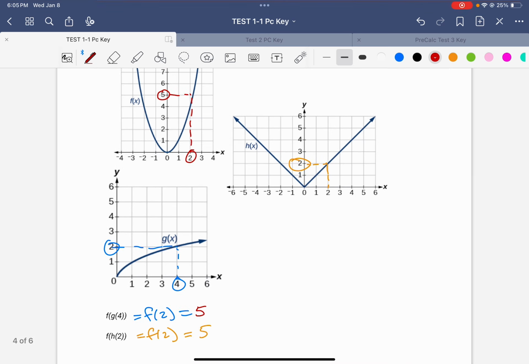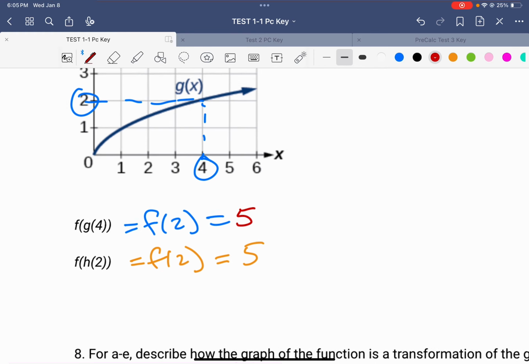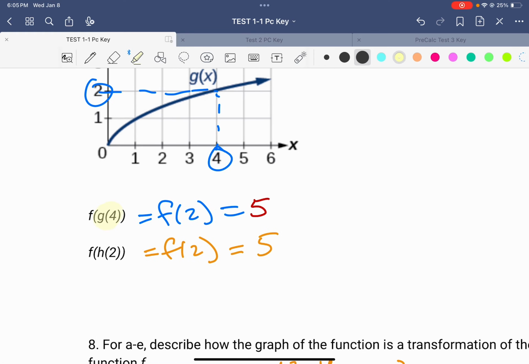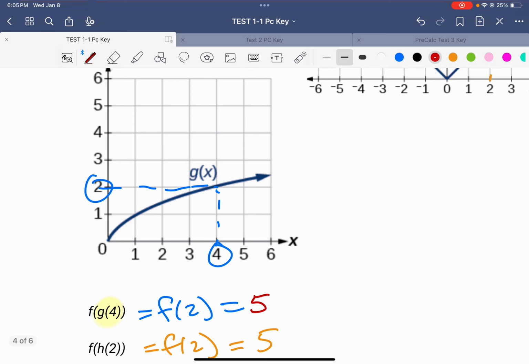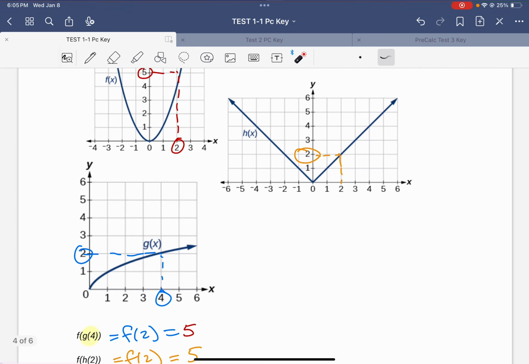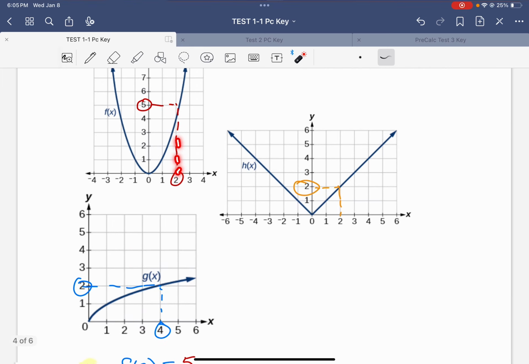Then for these graphs, evaluate these expressions. So if I go f of g of 4, I first find g of 4. So I go to my g graph and I plug in 4, I get an output of 2. So I replace g of 4 with 2. Then I go over to my f graph and find f of 2. Well, on f, f of 2 ends up being 5.